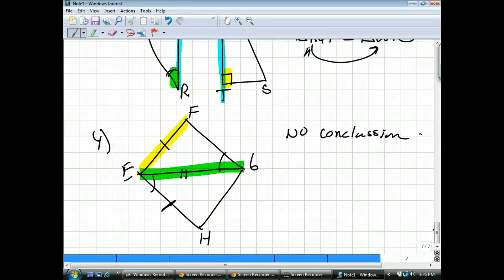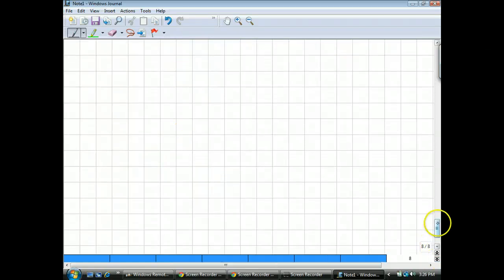In other words, we cannot say that the triangles are congruent, because we don't have the correct correspondence. So we don't have side, side, side, we don't have side, angle, side, and we don't have angle, side, angle. So we can't say that they're congruent.